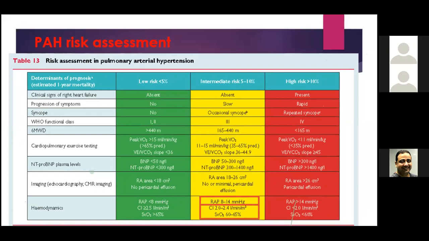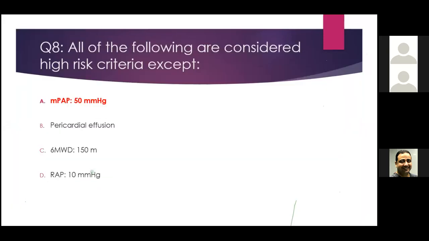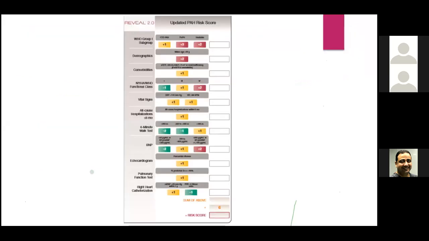So most of the criteria for our patient lay in the intermediate risk group. And as you mentioned, this is correct. The mean pulmonary artery pressure is not a risk criterion for the pulmonary arterial hypertension risk assessment. And we now have a more updated risk score, called the REVEAL 2 score.